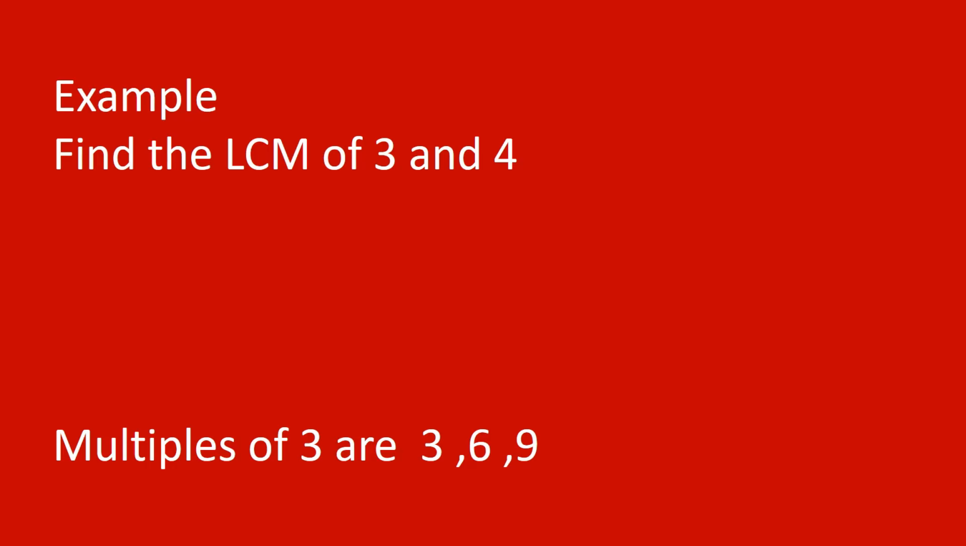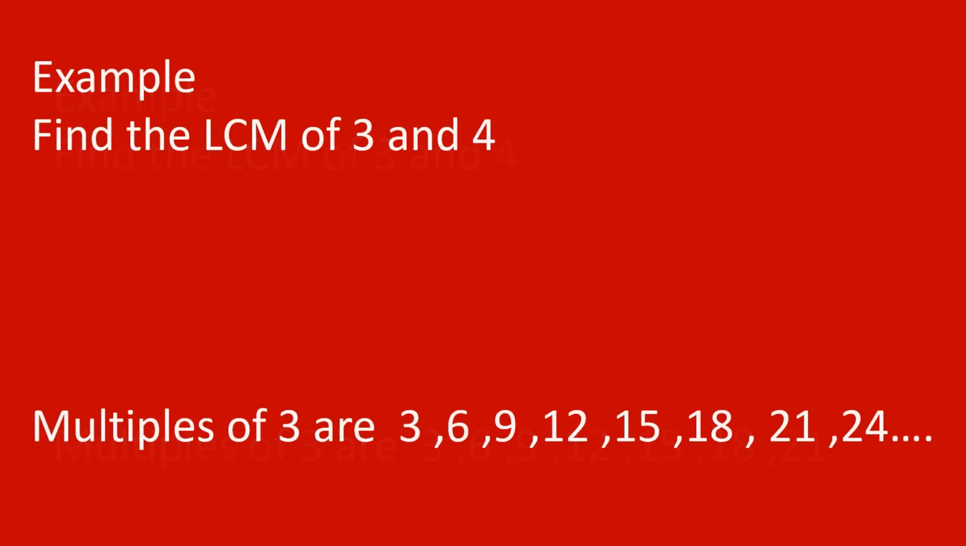Next to 9, the multiple of 3 is 12. After 12, the number is 15. To write the multiples of 3, the tables are very important. We have to have a thorough knowledge of all tables. After 15, the number is 18. After 18, the multiple of 3 is 21. Next to 21 is 24, and so on.